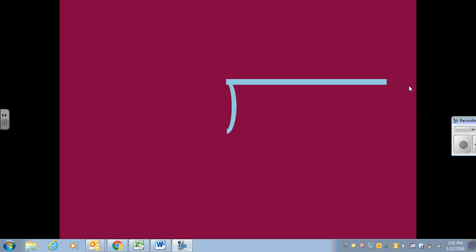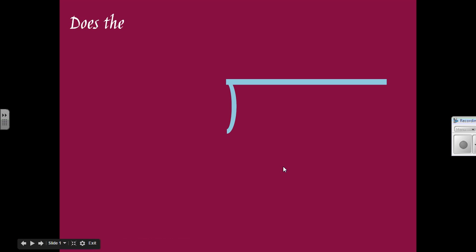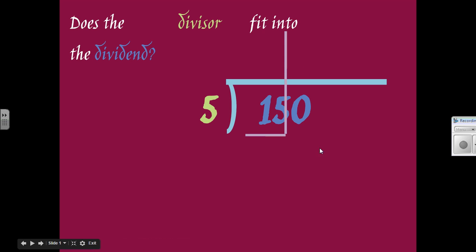So I'm going to start off by putting the larger number, asking myself, does the divisor fit into the dividend? So my dividend is 150. I remember that my big fat number goes inside the house because it's super lazy. My small number, or the divisor, goes outside the house because it's playing around. So does the divisor fit into the dividend? I look at this. 5 does not go into 1.